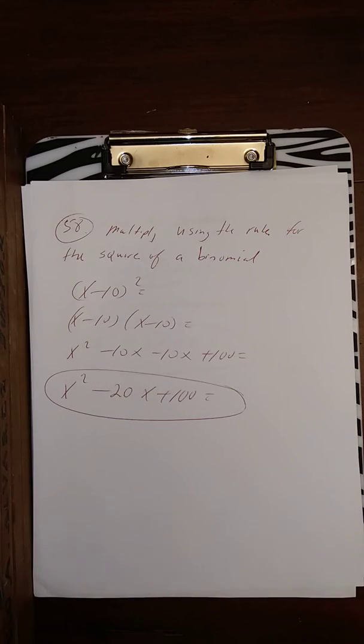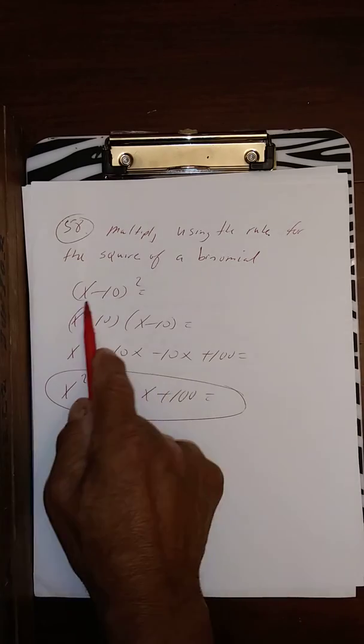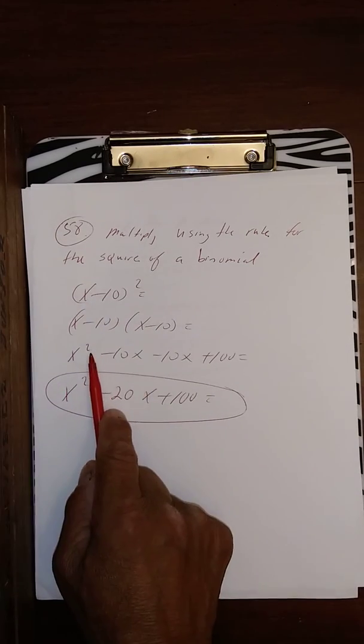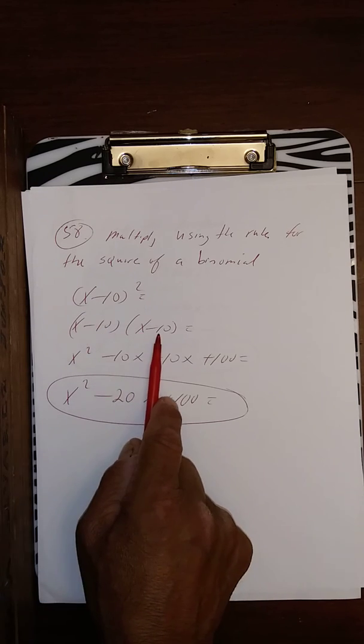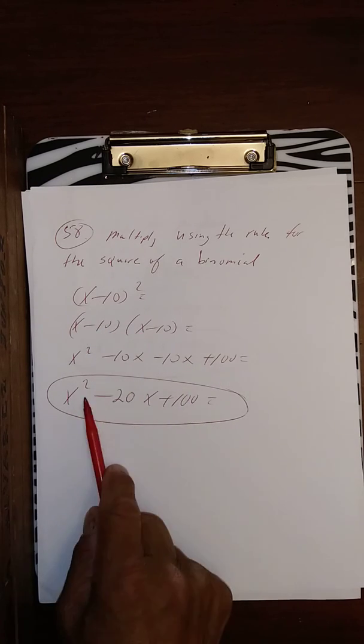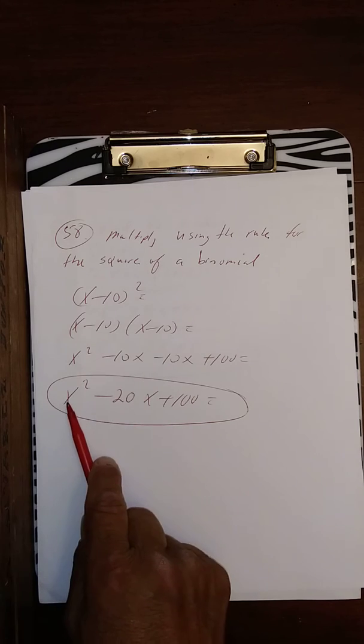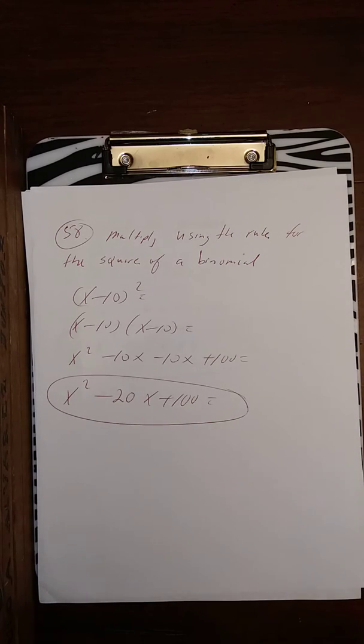x minus 10, x minus 10. From that, to this one. So that's x squared minus 10x, and then last and last, 100. So we have minus 10 is minus 20, so x squared minus 20x plus 100.